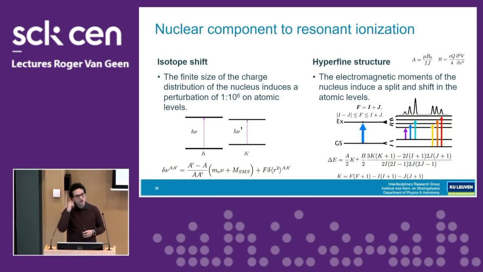There is also a nuclear component to resonant ionization. If you look at the atomic structure, there are corrections onto this atomic structure that arise from the properties of the nucleus. First, you have the finite size of the nucleus. If you look at how you describe the hydrogen atom, you start from a point charge. If you actually go to describing a real atomic system, you have to take into account the finite size and the shape of your nucleus. And the result of that is a perturbation of 1 part in a million on the atomic energy level.